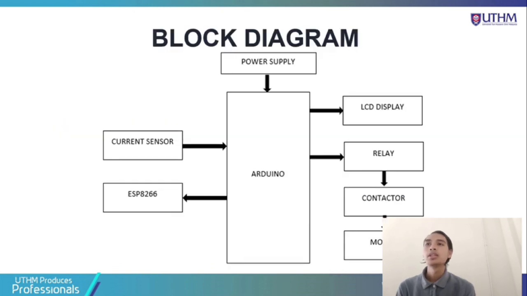So next is my block diagram for this project. The main component is the Arduino, which is our microcontroller. My input is the current sensor, and the outputs are the LCD display, the relay and the ESP8266. This Arduino needs a 5 volt power supply to operate.